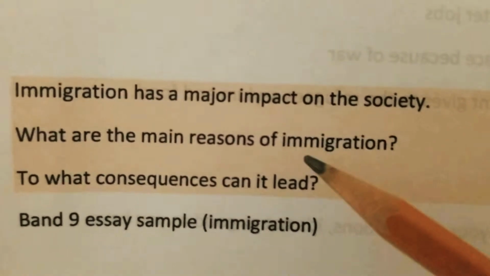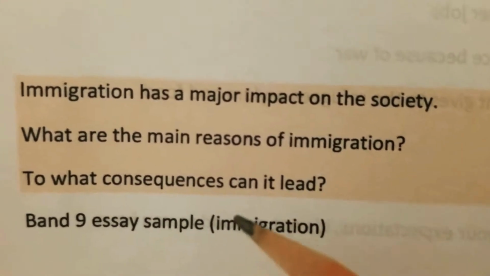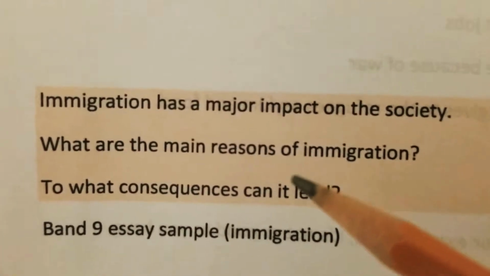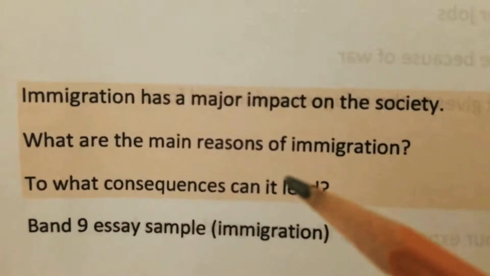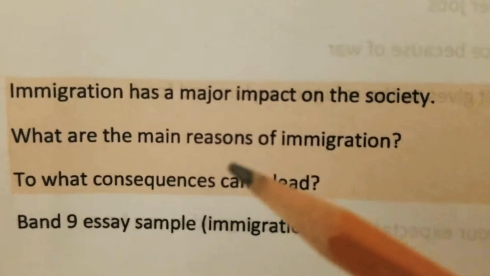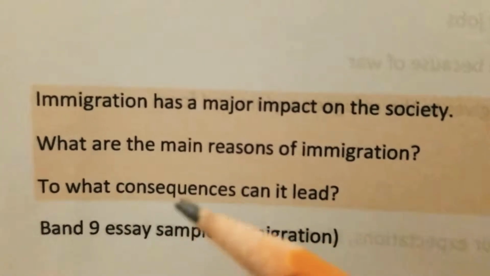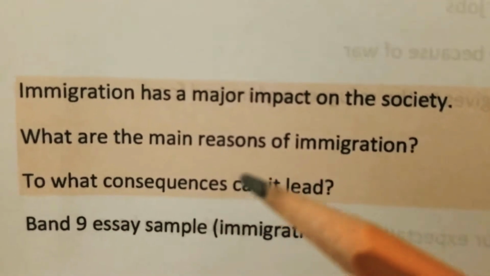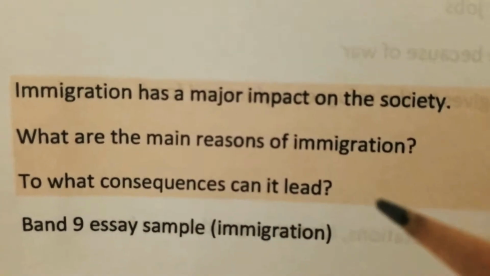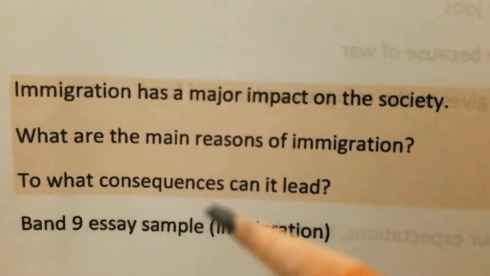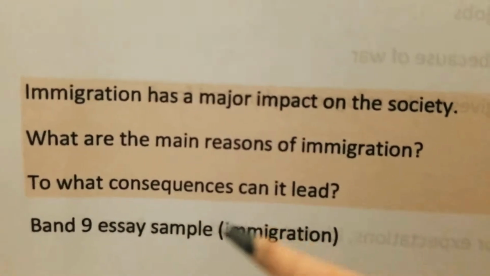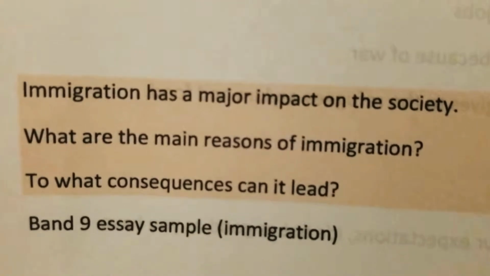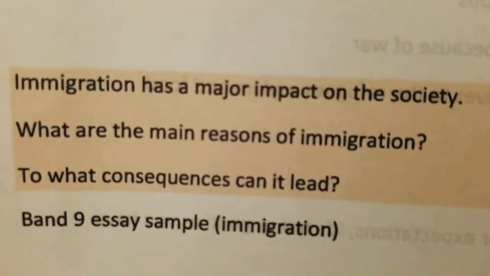And then we have, to what consequences can it lead? So there are two straightforward questions given. Okay, here is your question topic. The first question, or you can say part 1, is what are the main reasons of immigration? And the second question is, to what consequences can it lead? So in this video, we'll discuss how to answer this sort of two-part question.